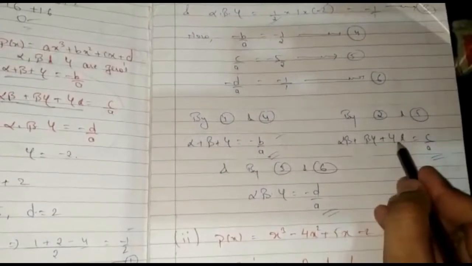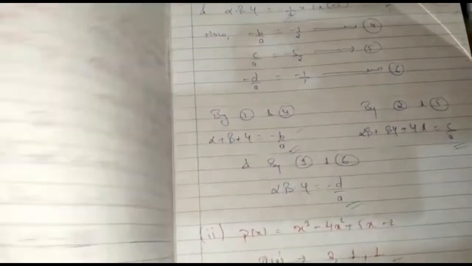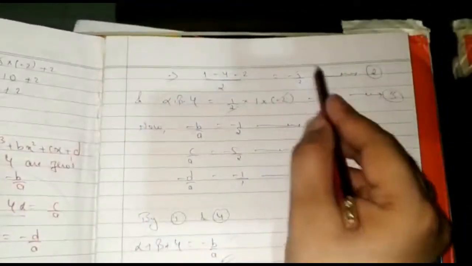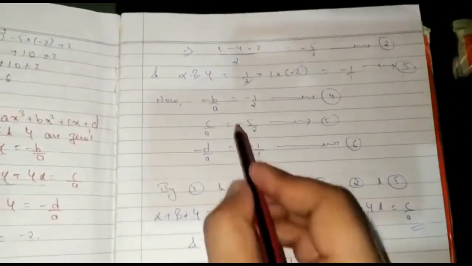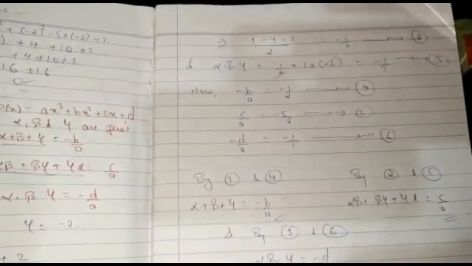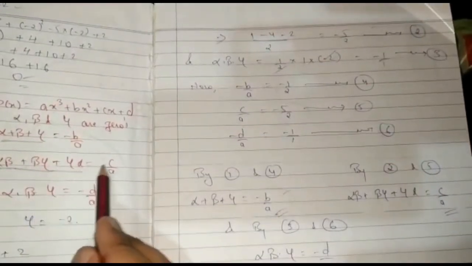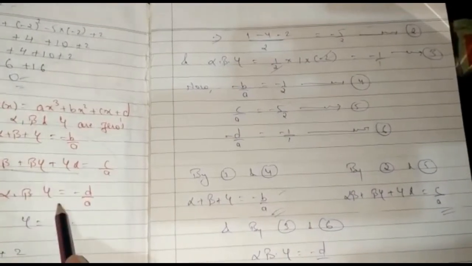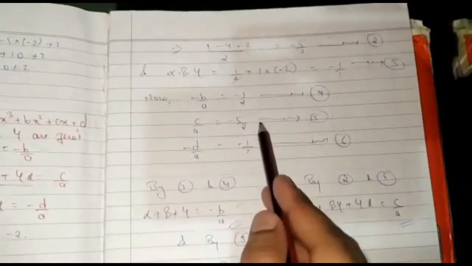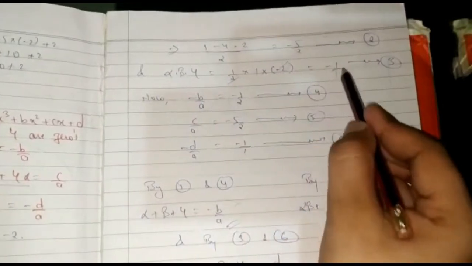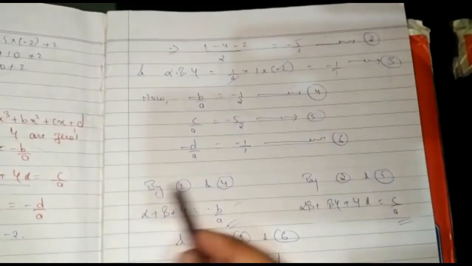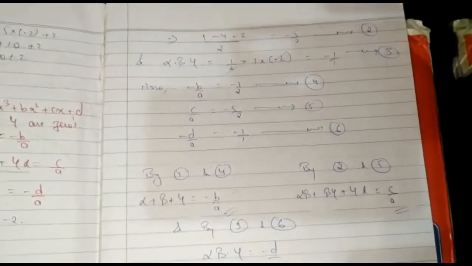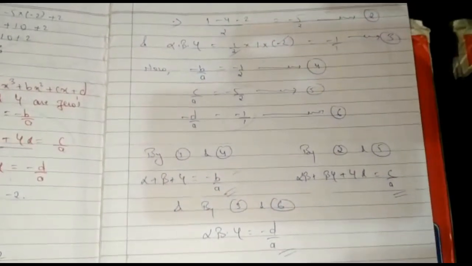Alpha beta plus beta gamma plus gamma alpha, when we solve it, gives minus 5 by 2, and this is equal to c by a. So alpha beta plus beta gamma plus gamma alpha will be equal to c by a. And the last one is alpha into beta into gamma, which will be equal to minus 1 by 1, and that will be equal to minus d by a.